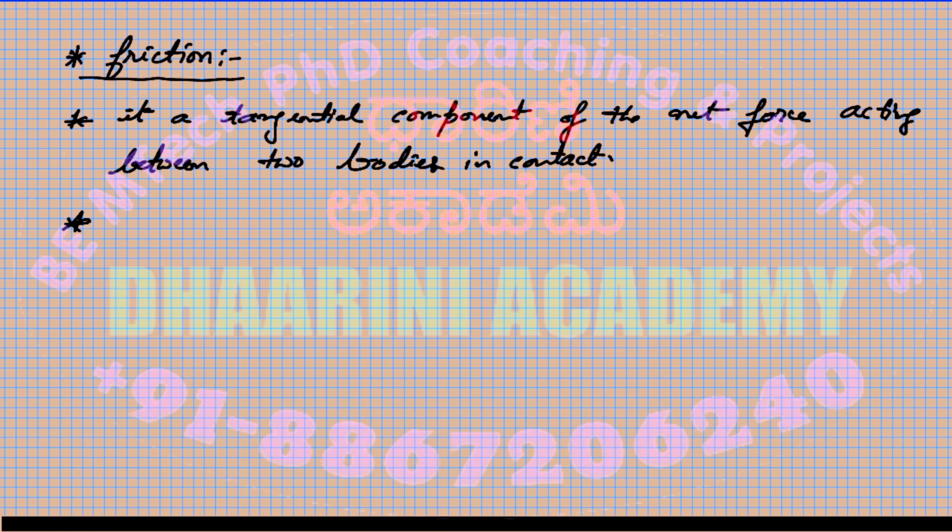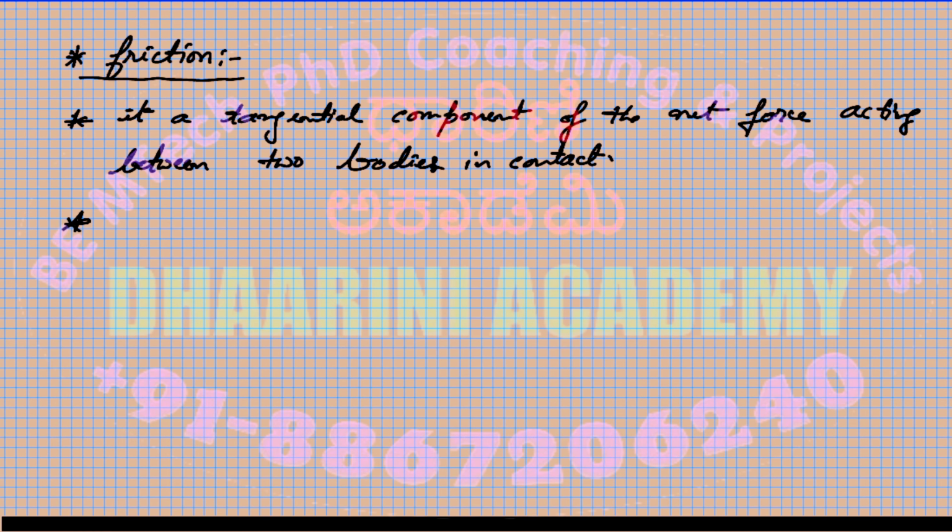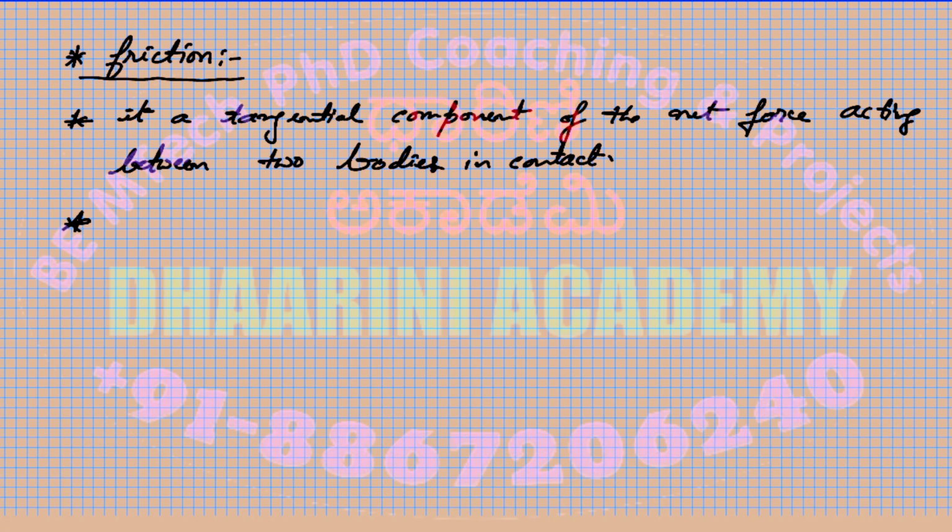Normally, this starts acting when there is a tendency of relative motion between two bodies in contact, or when actual relative motion takes place. So friction has a tendency to stop the relative motion between the two bodies in contact. So why friction? The frictional forces exist to try to stop the bodies from moving. Relative motion is going to be avoided by the frictional force.